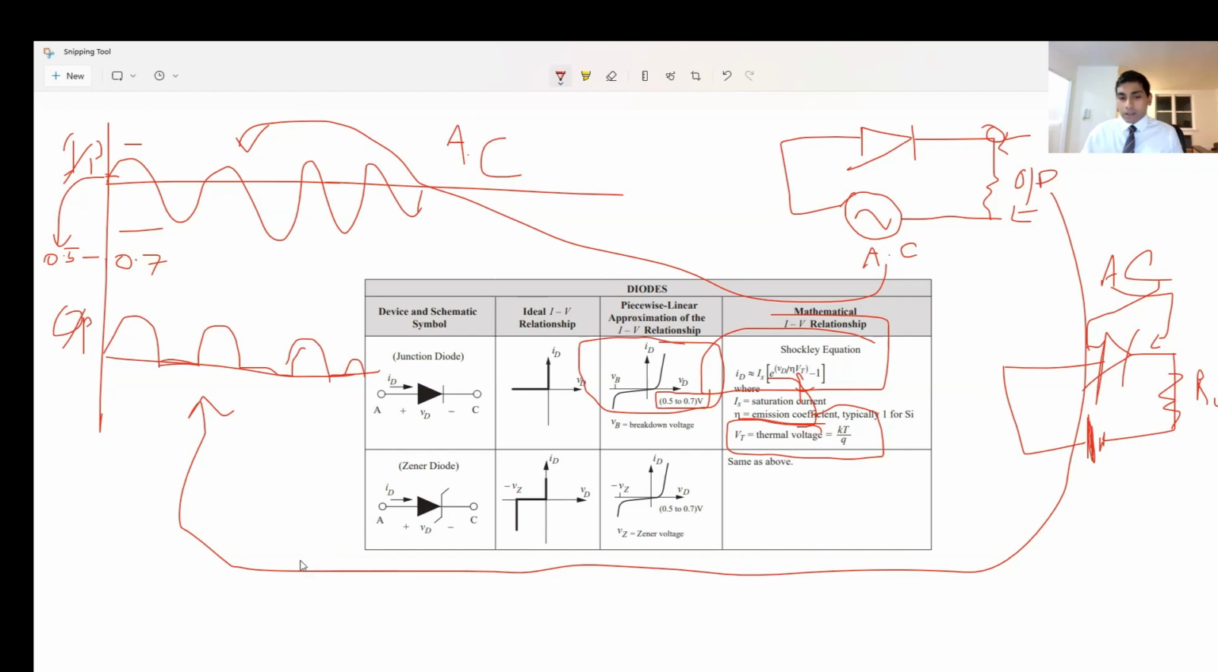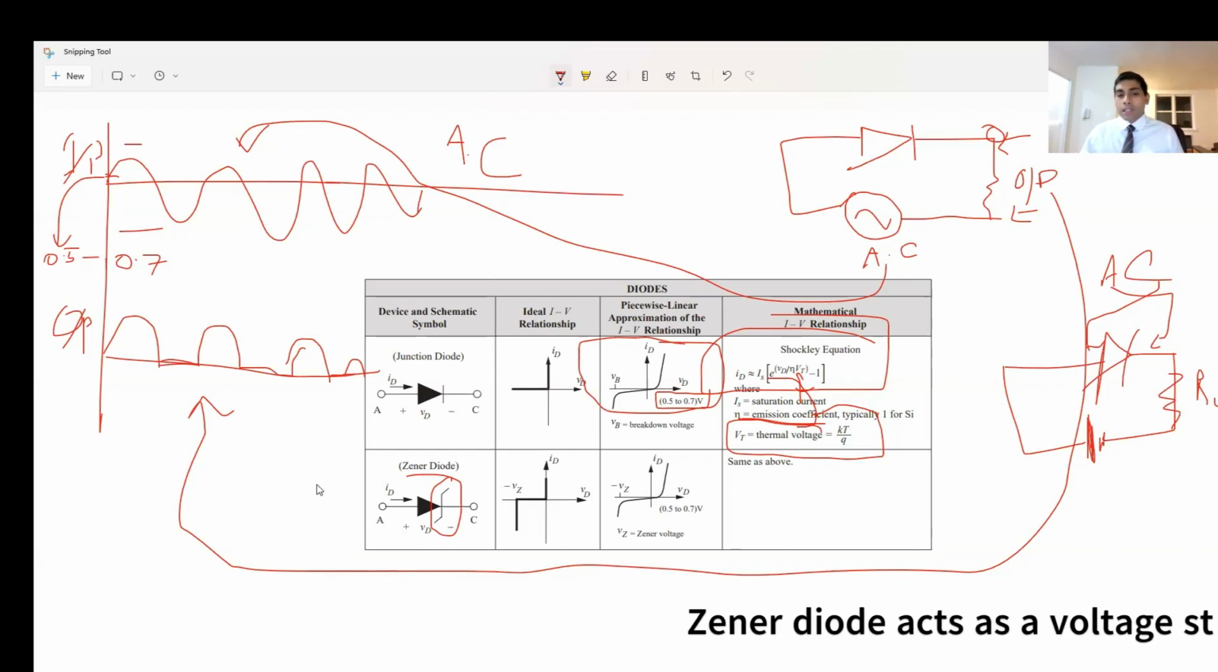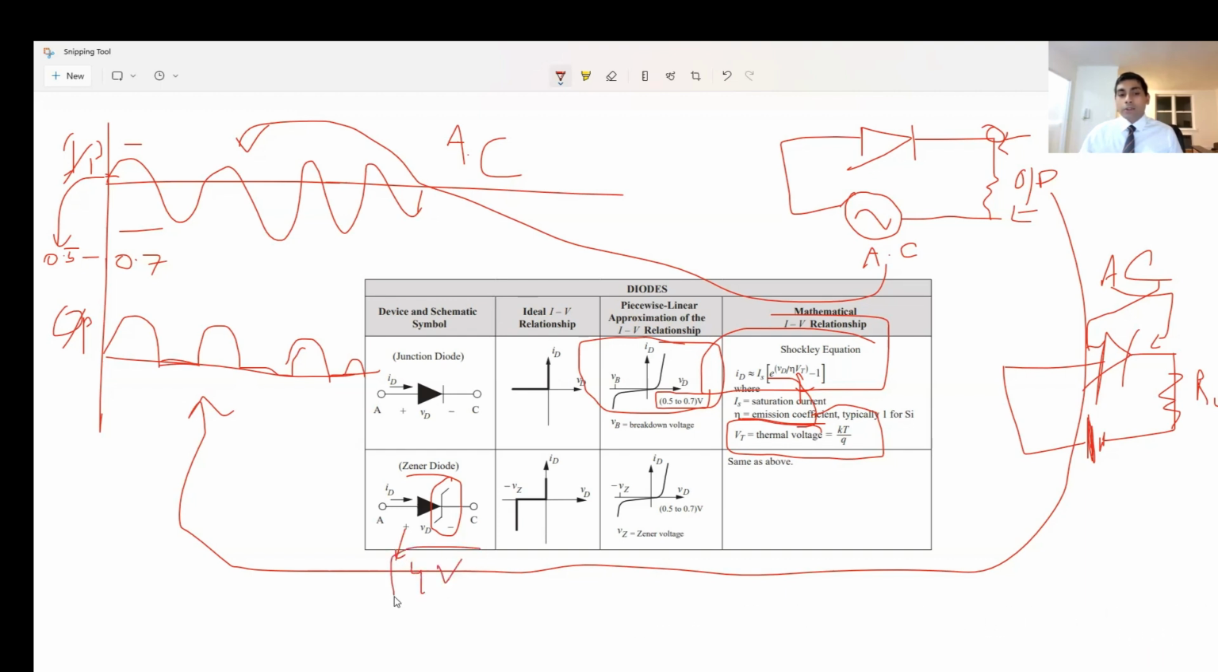Now, a Zener diode is also a diode, as the name suggests, but the difference over here is in terms of symbol, it is represented by this, but it also helps you act as a voltage stabilizer. What do I mean by that? That means if a Zener diode is rated 4 volt, it would help you to hold on to that 4 volt if it's applied across the load.